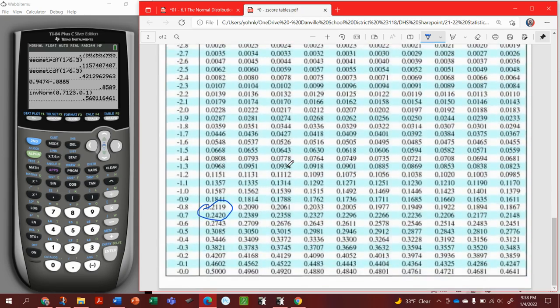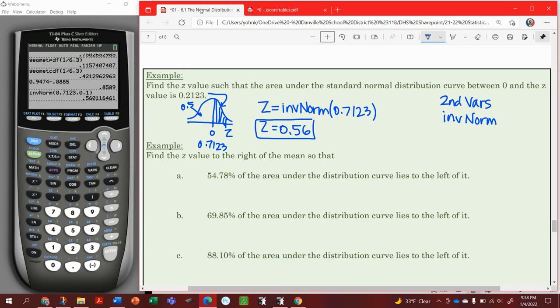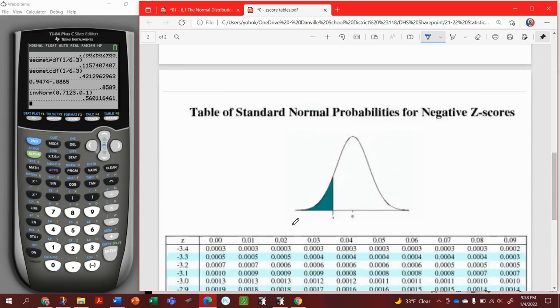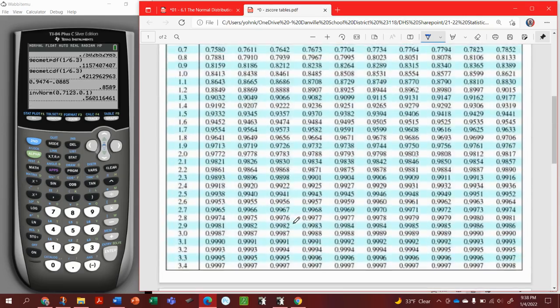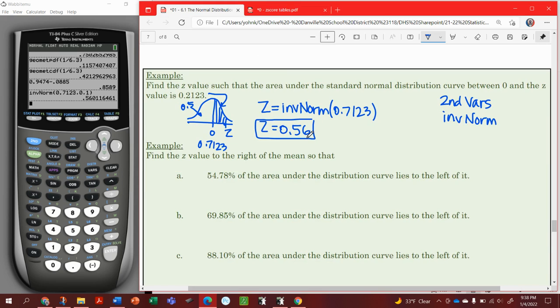Oh, I was on the wrong side. My bad. The 2119, yeah, that's only for... I forgot the 0.5. So I'm really looking for, what did we say, 7123. So let's try to look in here, but we've got to go in the positives. 7123. 7123. Ooh, well, right there. It actually is on here. I totally didn't even notice. So that's 0.56. That's what we got. Perfect.